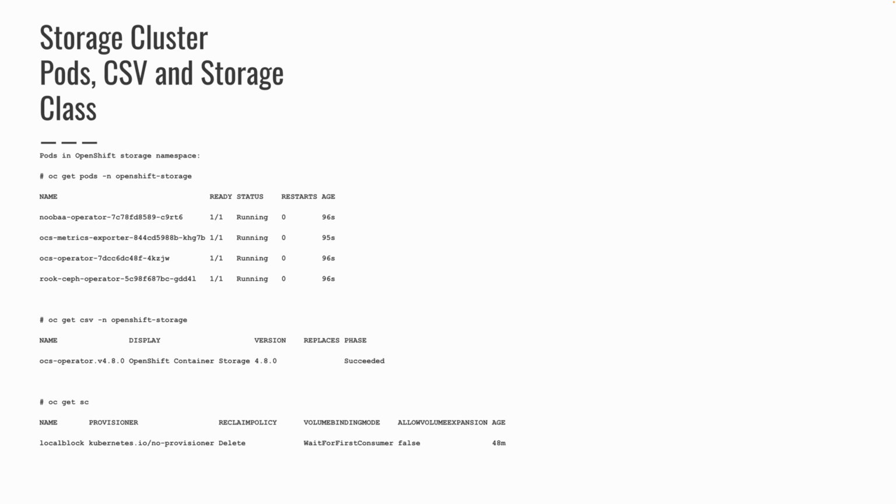So now when this is completed, you should be able to see some pods in the openshift-storage namespace. These are the operator specific pods, and all of them should be in running state. There should be a CSV in the openshift-storage namespace that should be in succeeded state, and the storage class that I mentioned at the bottom of this page is coming from the local storage operator work that we did a few minutes ago. So these three are needed to proceed further to create the storage cluster or OCS.